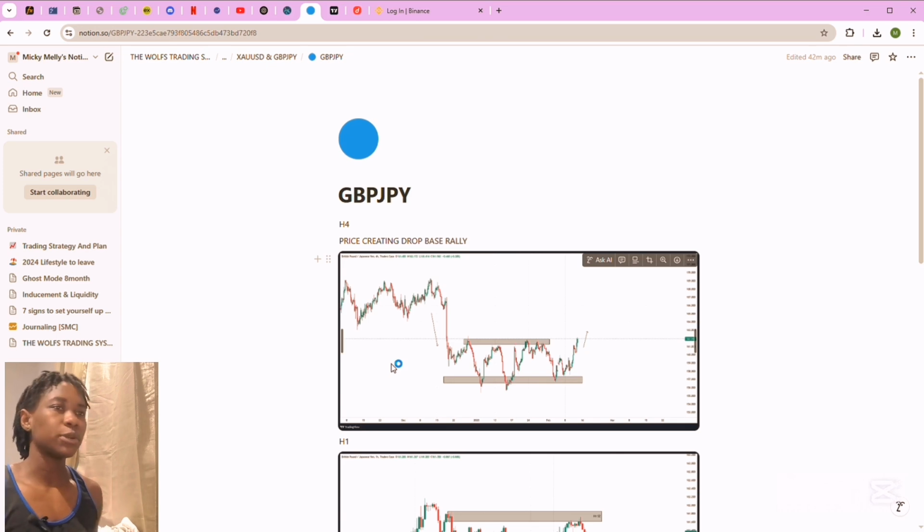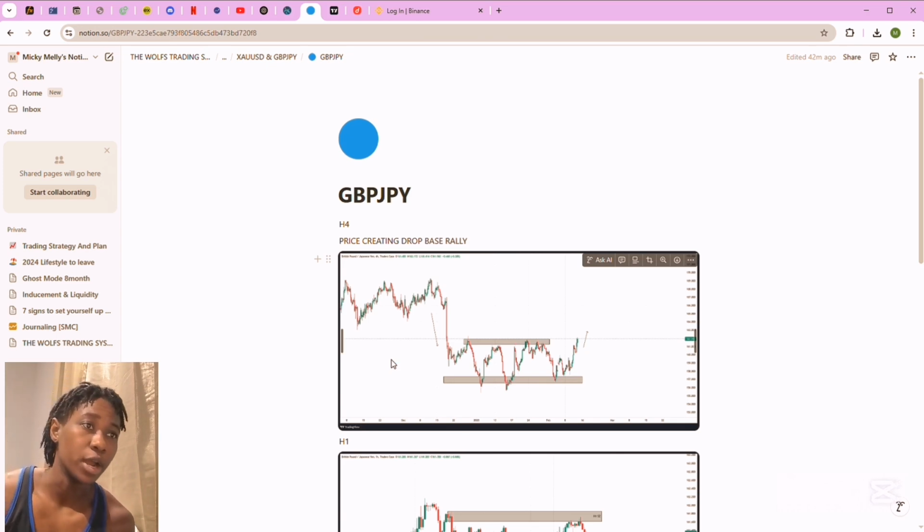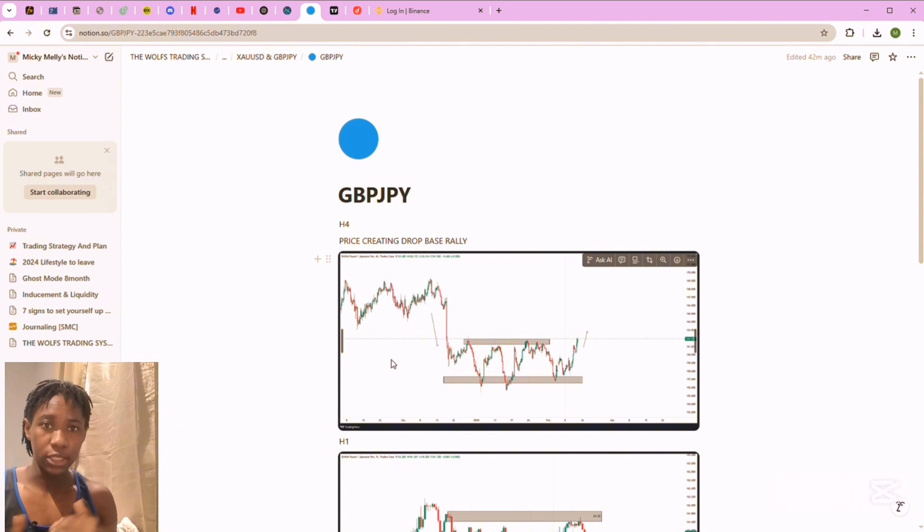Alright, so on this particular GBP JPY trade, 4 hour time frame, that's where we analyze or check our buyers so that we ride with the market, so that we don't trade against the market.